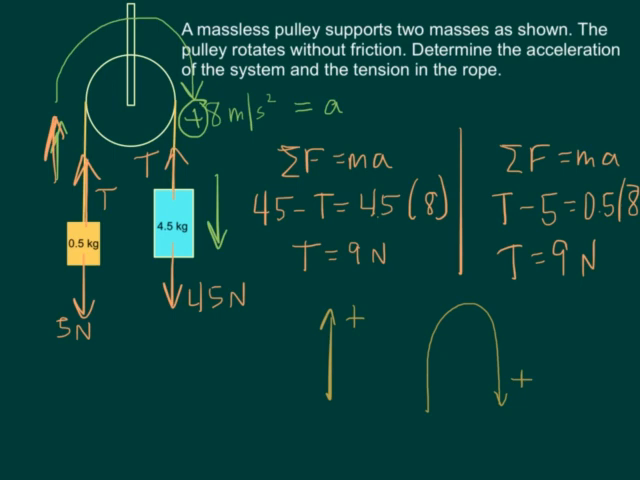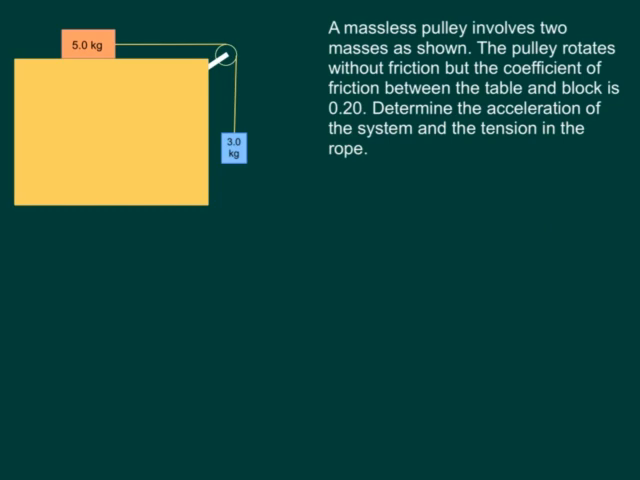Let's look at another sort of core problem, this one involving friction and an object on a table. So here we again have a massless pulley, so this is an ideal system. There is friction between the table and the block over here, but there's no friction in the pulley itself. So again, this is considered an ideal system, and we don't need to worry about having some sort of torque that causes rotation in our pulley.